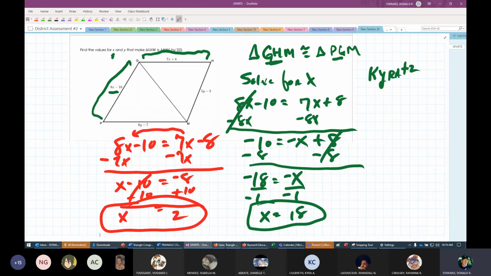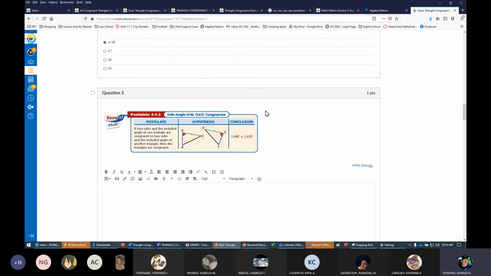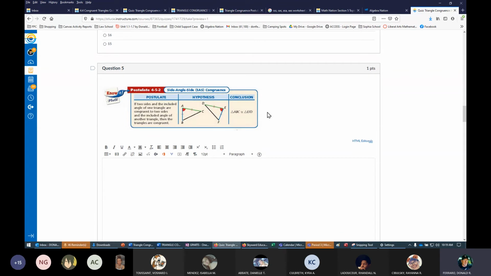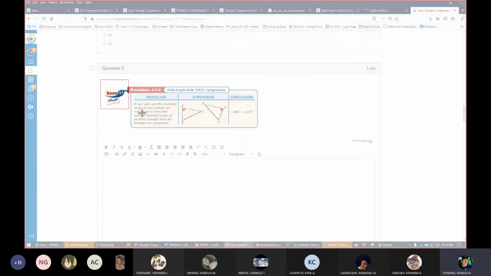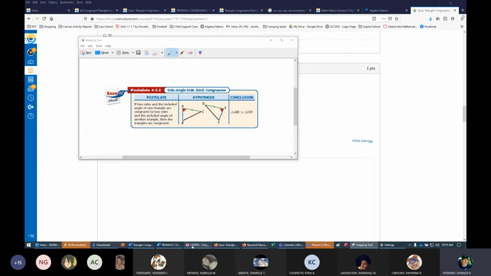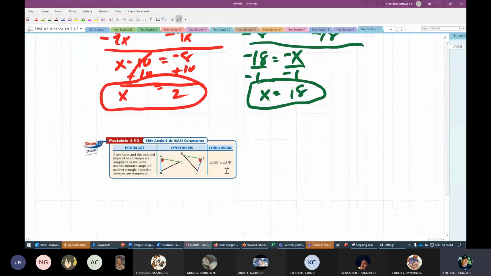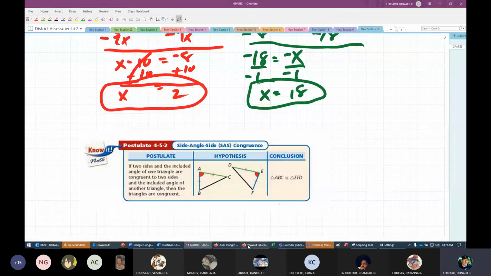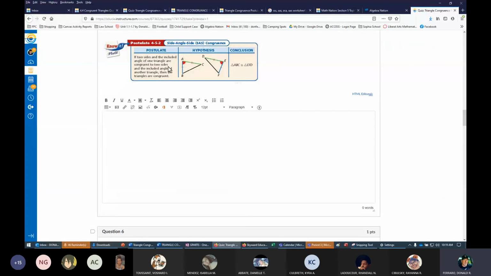All right, so let's go back to our guided practice. X equals 18. Now, next one. We are looking at the side angle side postulate. Let me bring this over into OneNote. And what I want you guys to type in the box is what this postulate says.